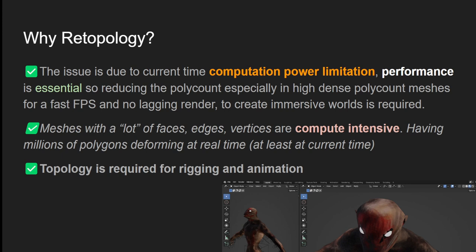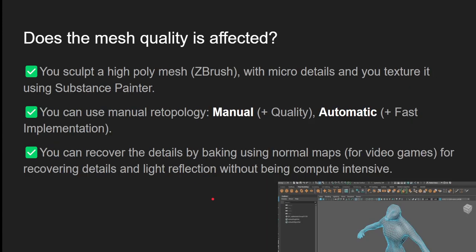Meshes with a lot of faces, edges, and vertices are compute intensive. Having millions of polygons deforming in real time can cost a lot of resources and can even break the program. So also topology is required in the film and video game industry for rigging and animation. Thus the mesh quality is affected. You sculpt a high poly mesh in ZBrush with micro details and then you texture it using Substance Painter.